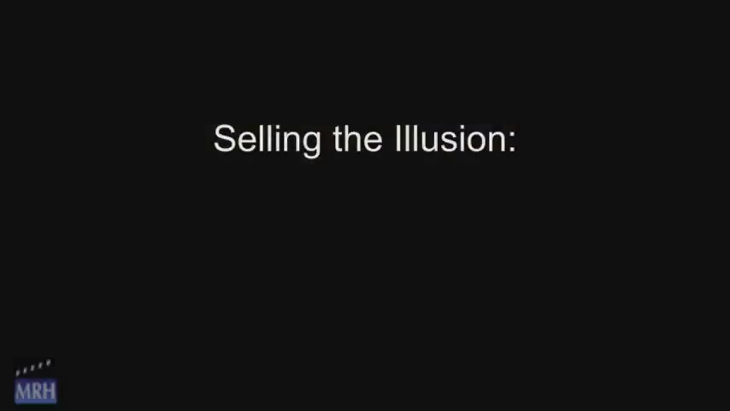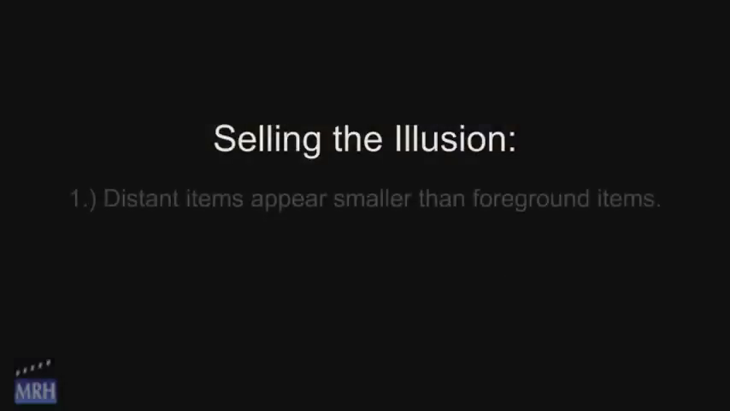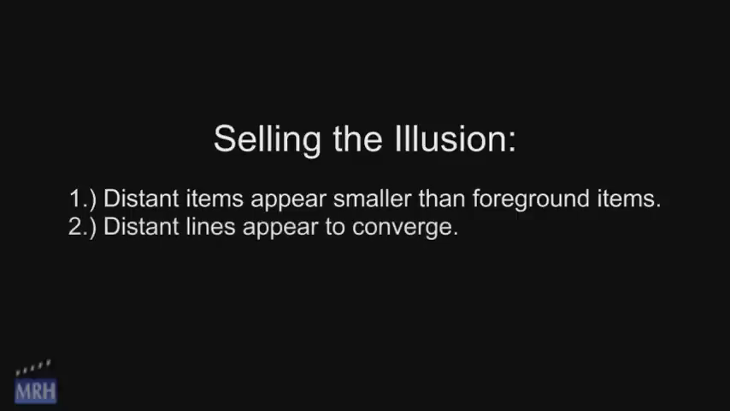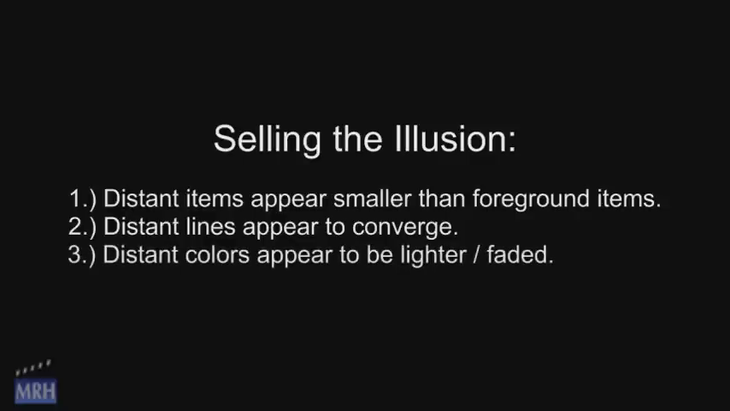What are some of the techniques of selling the illusion of forced perspective? Number 1, distant items appear smaller than foreground items. Number 2, distant lines appear to converge. And number 3, distant colors appear to be lighter or faded.